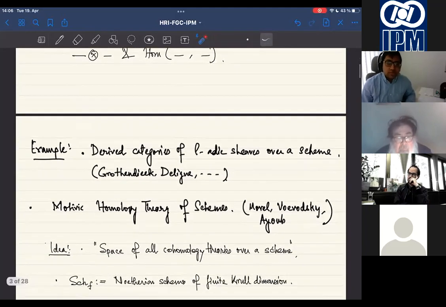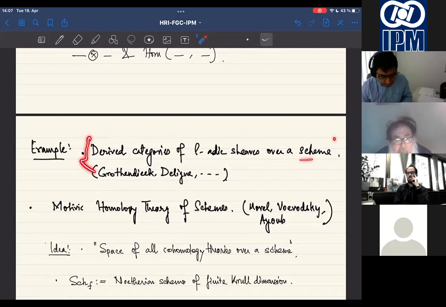Now, what is an example? The first example for which the theory was developed was the derived category of L-adic sheaves of a scheme. This was to understand étale cohomology, in particular to understand the Weil conjectures. It was developed by Grothendieck, and the formalism was also developed by Deligne and other people, who constructed the six functors and proved some compatibility properties between them.